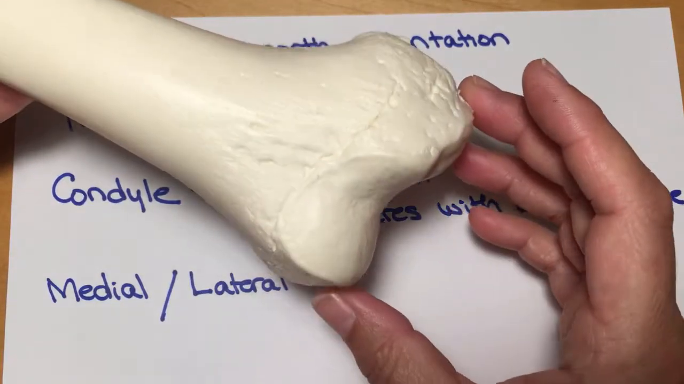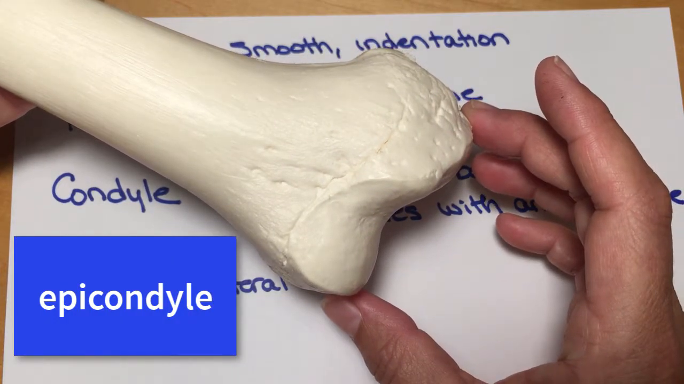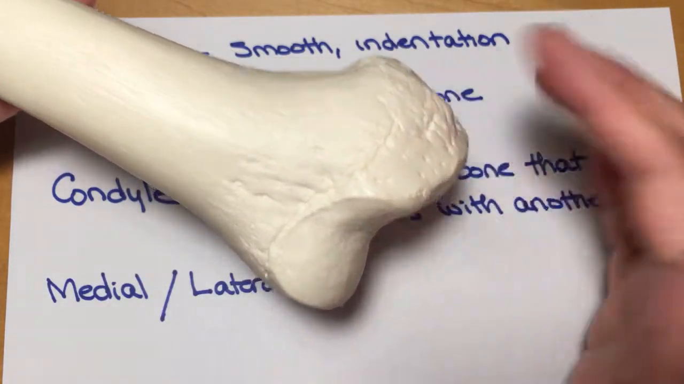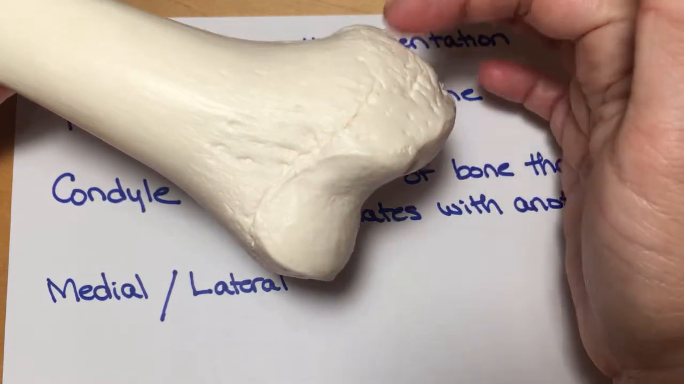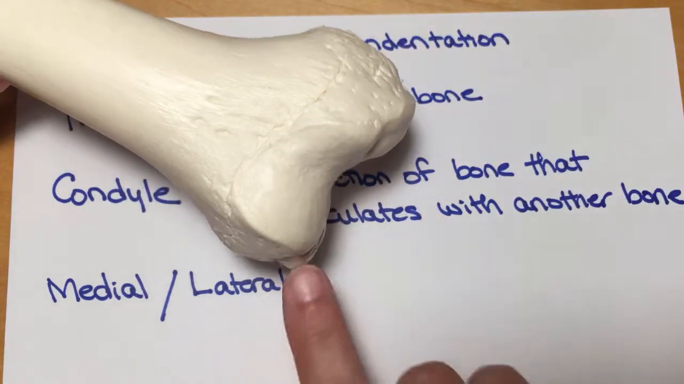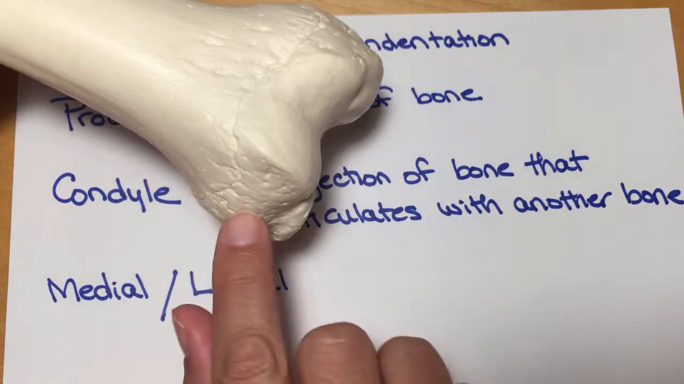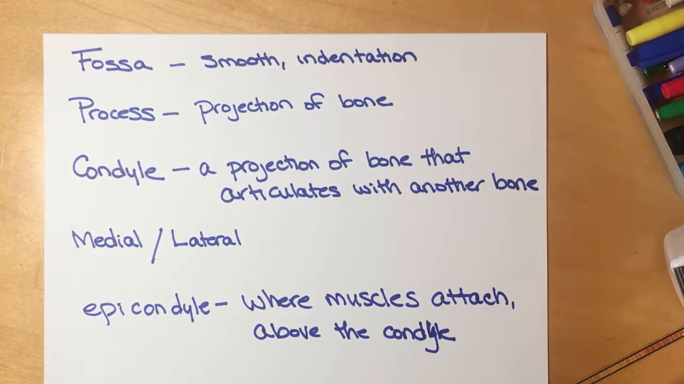On your lab practical list, we also have some markings called epicondyles. And epi means above. So the epicondyle is going to be a little projection of bone that's above the condyle. So if I told you this was the medial condyle, this would be the medial epicondyle. And if this part was the lateral condyle, then this bump right above it is going to be the lateral epicondyle. The epicondyle is a rough projection of bone above the condyle where muscles attach. You can see epicondyles on the humerus and the femur.